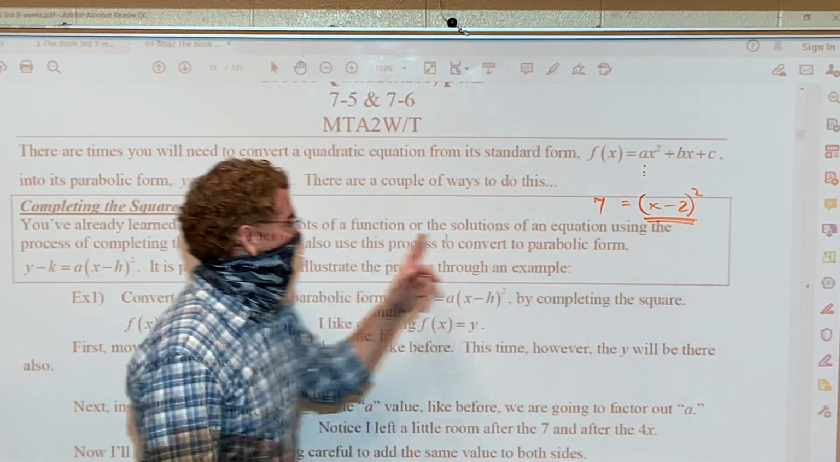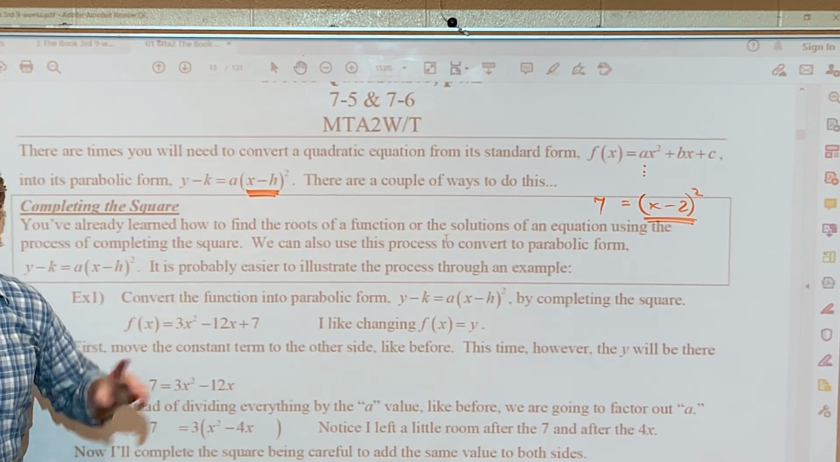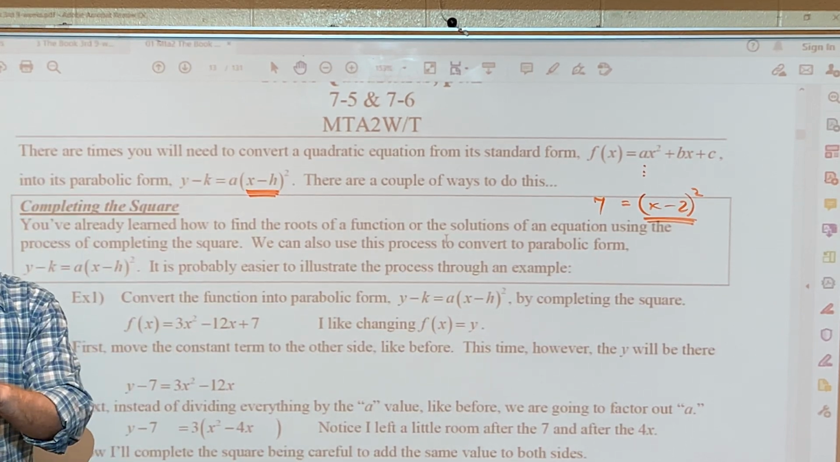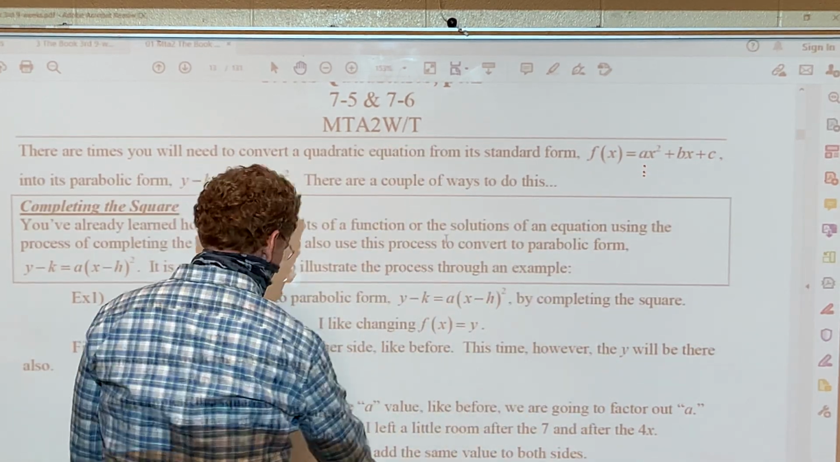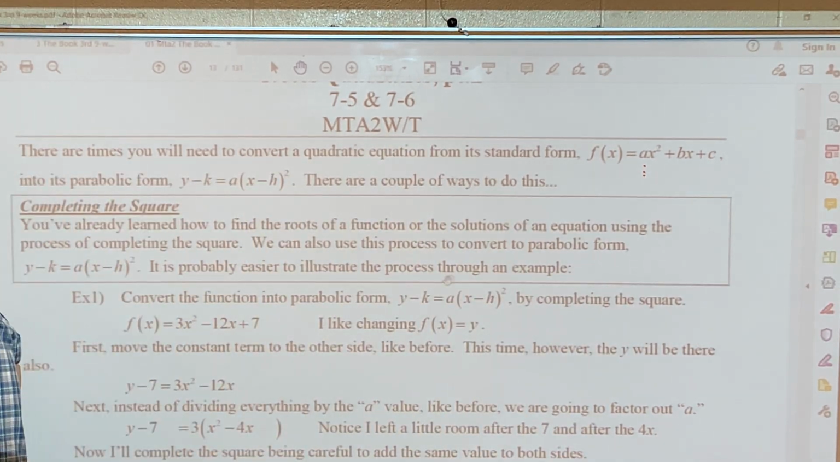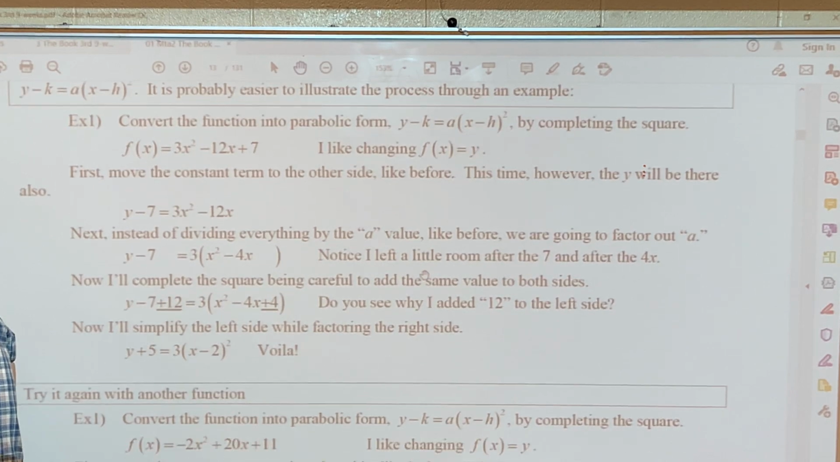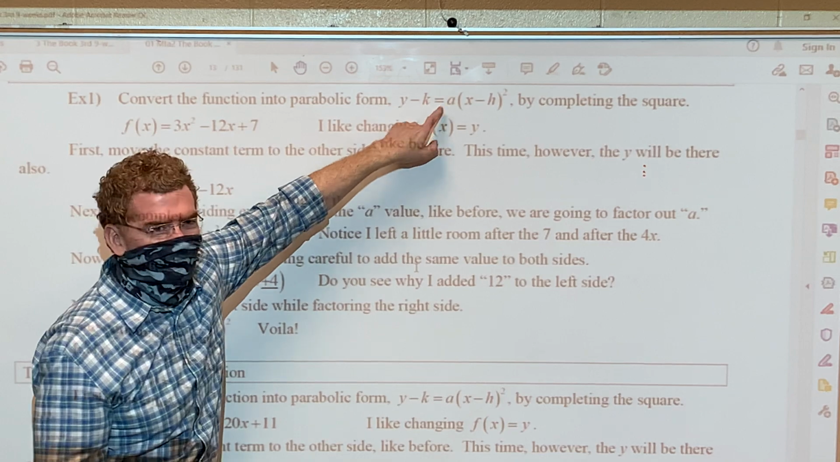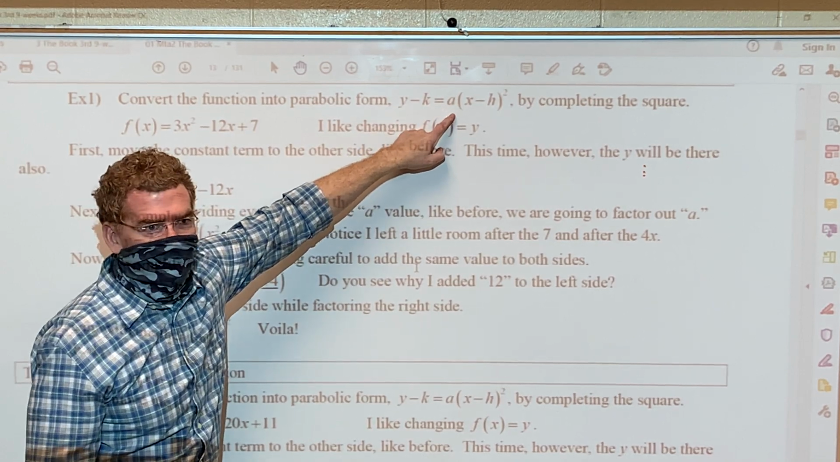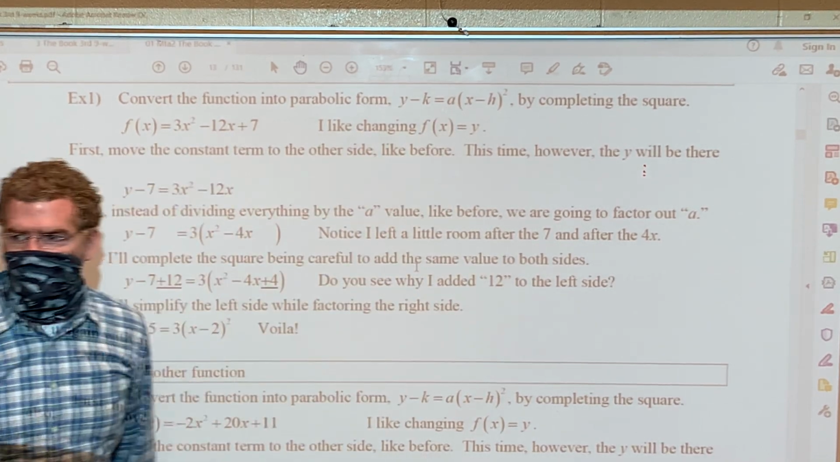My goal is to make it look like this form. So there's one thing I'm going to do a little bit differently, and you'll see why in a second. But that's what I want to talk about first. So I'm going to walk you through one or two of these, see what you can do. So the example I gave you here is convert this function into parabolic form. Okay? So if I want that form, I'm going to have to do the process of completing the square.